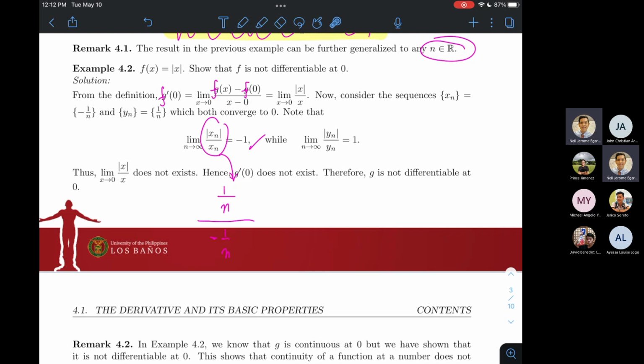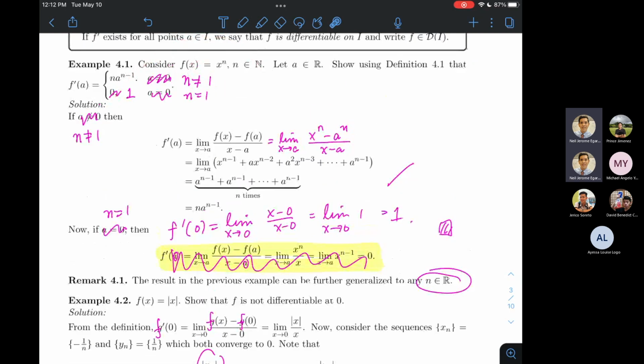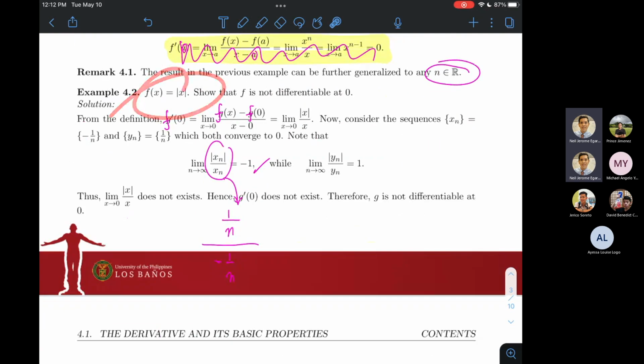Now, looking at example 4.2, in the previous two examples, we can make our first observation or remark. In example 4.1, we have seen a continuous function, x to the power n, that is differentiable at every point in its domain. Ngunit, yung second example naman, alam natin continuous yan, si absolute value of x. Yung domain niya, which is R, ay walang isolated points, tapos ang graph niya ay V-shape lang, which obviously can be drawn without lifting our pen, so it must be continuous, pero hindi siya differentiable on its domain.